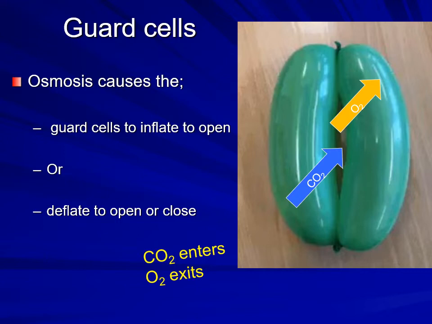Now, so we know that potassium is required to move into the guard cells, right? So potassium levels increase in both sides, and that causes water to flow into the guard cell, causing it to inflate, which opens a pore, letting oxygen out and CO2 in, right?